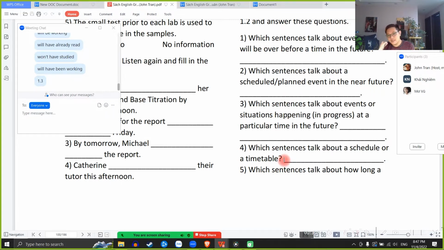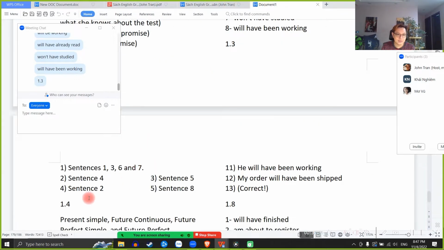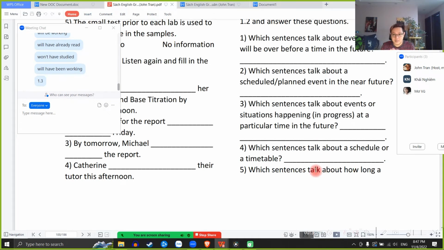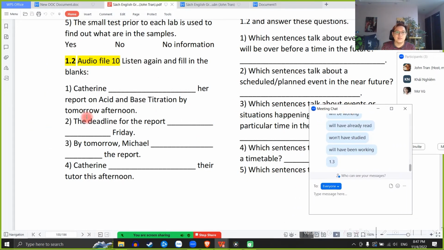Let's do number 4. Which sentences talk about a schedule or timetable? Những câu nào nói về một cái bản kế hoạch hoặc là một cái thời khóa biểu nào đó thì mới là câu số 2. Because it is a schedule or timetable, it's a fact, right? It's in a present simple tense. Nếu mà nó là sự thật hiển nhiên, ví dụ như timetable và schedule thì nó là fact. Mà fact thì dựa hiện tại đơn. Đó là câu số 2 mới đúng. It's number 2. The deadline for the report is Friday. Sự hiện tại đơn is Friday.